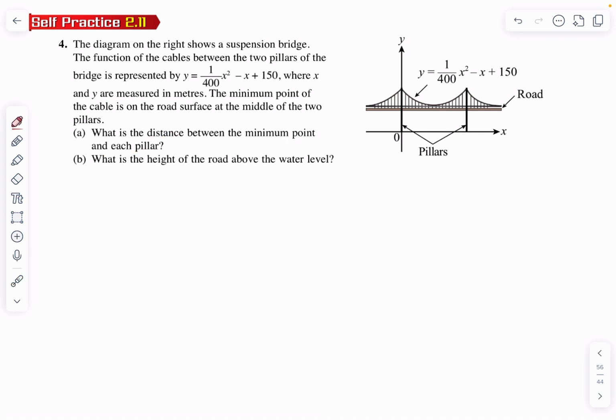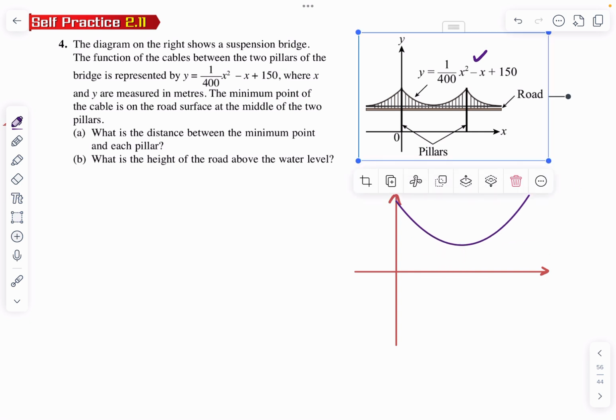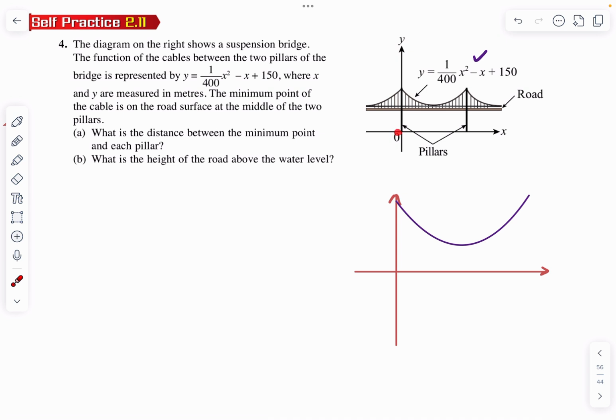Okay. So let's find the equation first. Let's redraw this equation into a graph. So we know the graph is this one, follows this equation, something like that. It's touching the road surface. Oh, the road surface is somewhere up here. Okay, I just realized they said the x-axis is here. So the suspension bridge is higher, so there is some distance here. Alright, so let's find the minimum point first.